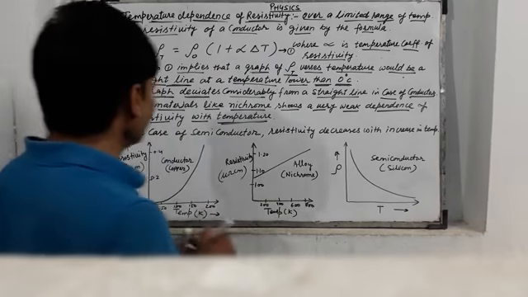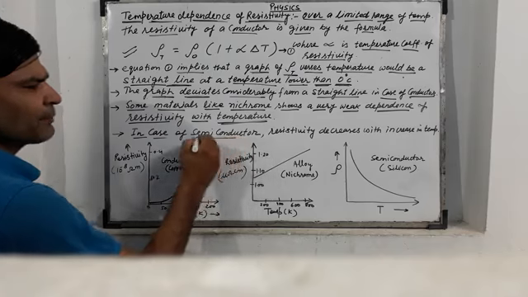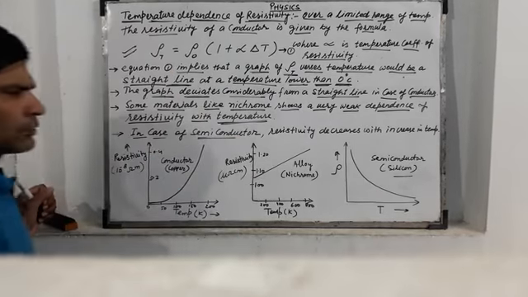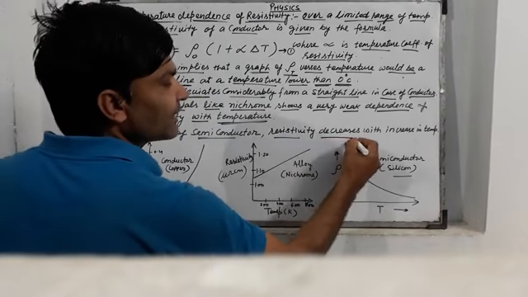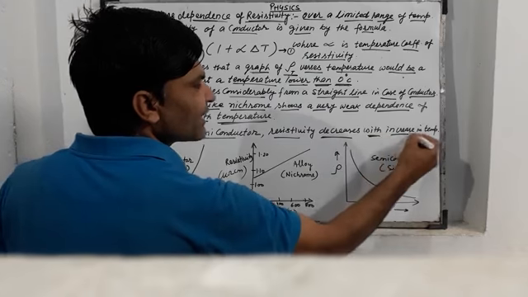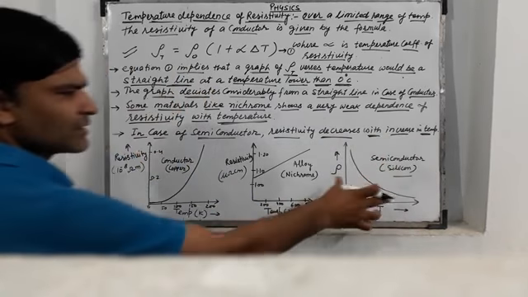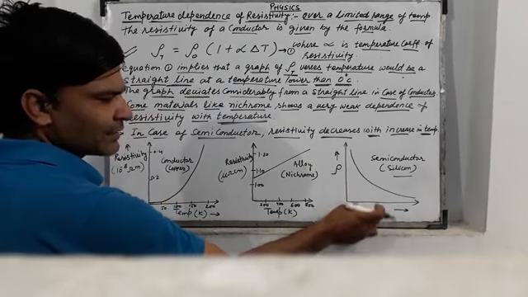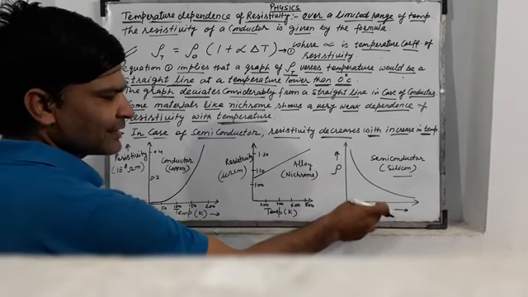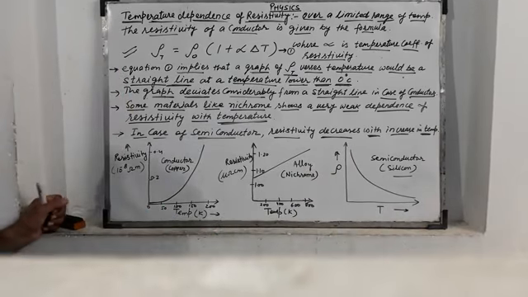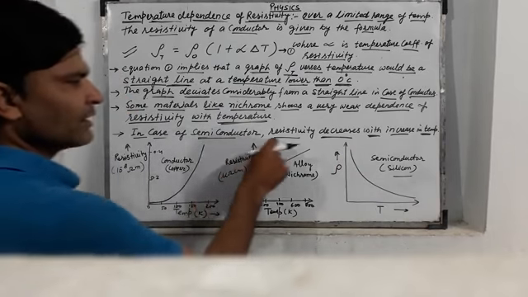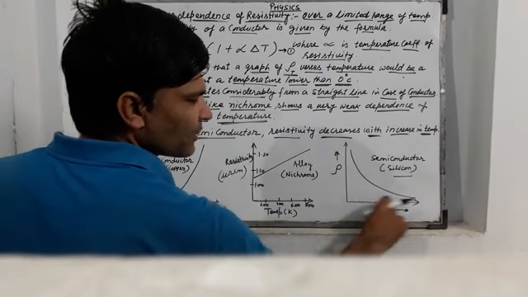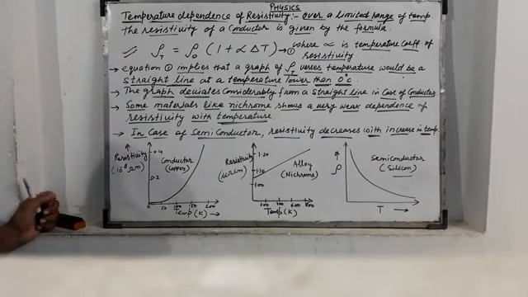Now, in case of a semiconductor, for example silicon, the resistivity decreases with increase in temperature. This is represented by this graph. You can see that resistivity and temperature are inversely related. If temperature increases, then resistivity decreases.